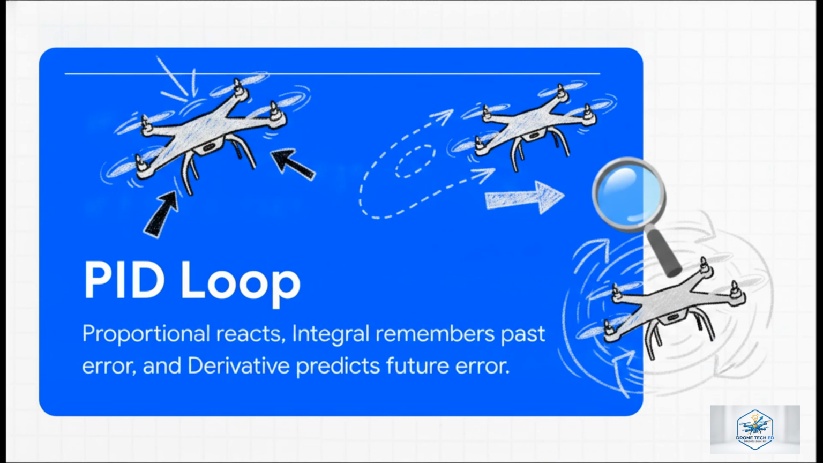To process all this data, the brain uses an advanced control theory concept called a PID loop, but we can easily translate this into a biological concept. Proportional is how the drone reacts to a present error, like a sudden tilt. Integral is how it remembers past error, say compensating for a constant steady push from a crosswind over time. And derivative is how it predicts future error, acting as a dampener so the drone doesn't violently overcorrect and just shake itself apart. So it reacts, remembers, and predicts.